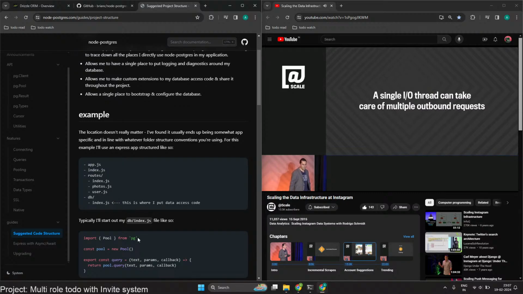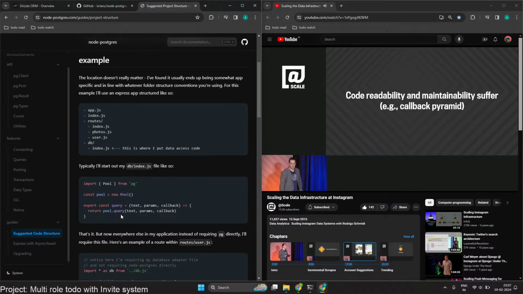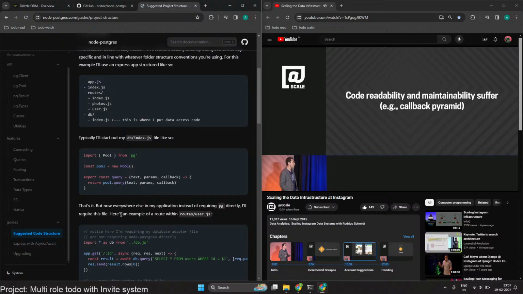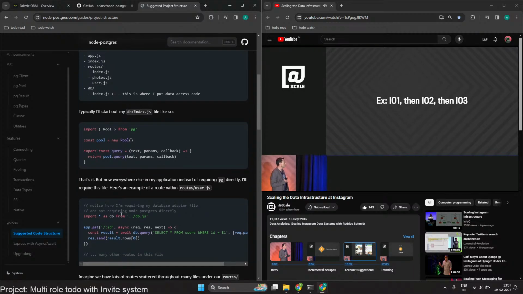Then we iterated and we came up with a non-blocking I/O solution. A single I/O thread can take on multiple outbound requests. That is good. A single worker thread can handle multiple service requests. Much better performance. But code reliability, readability, and maintainability suffered a lot. There's this problem called the callback pyramid that I'm going to show in a second. I can show that with an example.